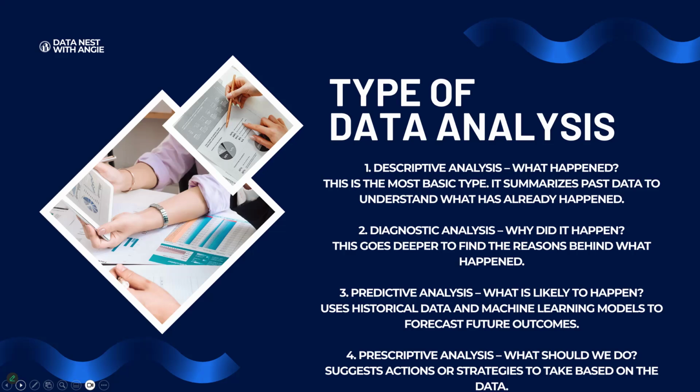It is what is likely to happen. It uses historical data and machine learning models to forecast future outcomes. And on the fourth on the list is prescriptive analysis. What should we do? Suggest actions or strategies to take based on the data. After analyzing your data set, after using your visuals to get insight, to know what's happening, what to do next will be your prescriptive analysis. What should you do? This is like giving recommendations.